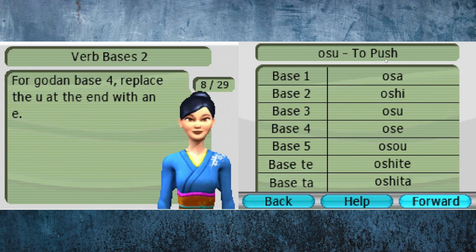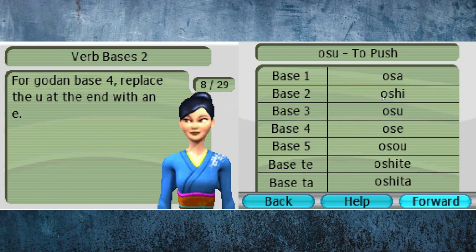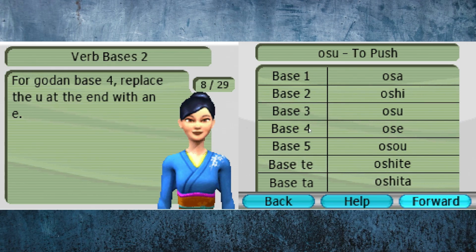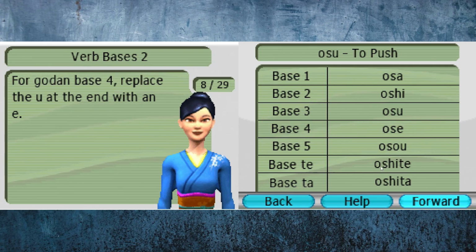For example, osu, to push. Base 1 osa. You change the u into an a. Base 2 oshi. And I believe this is the masu form, I think. Base 3 is osu, which is dictionary form. Base 4 is ose, which is oseru, the potential form. Base 5 is oso, which is the volitional form. Base te is te form, oshite. And base ta form is oshita.